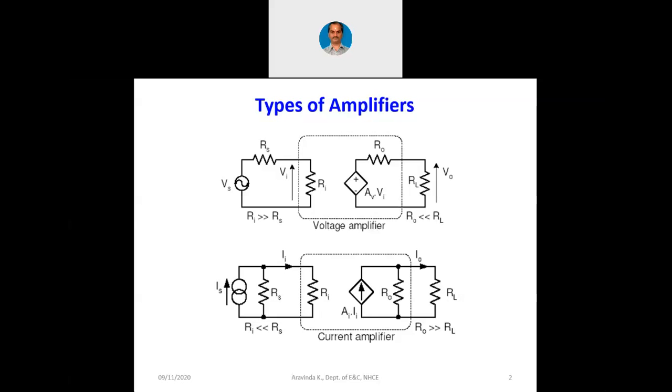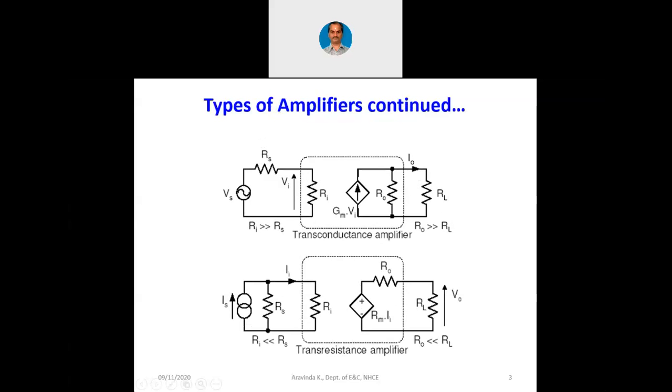So, you can see a voltage amplifier and a current amplifier. Then you can also see in the next slide the transconductance amplifier and the transresistance amplifier. You can see the difference here: in the transconductance amplifier the input is voltage and the output is current, whereas in a transresistance amplifier, the input is current and the output is voltage. In other words, the transconductance amplifier is also called a voltage to current converter and the transresistance amplifier is also called a current to voltage converter.